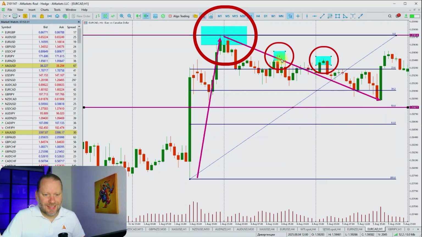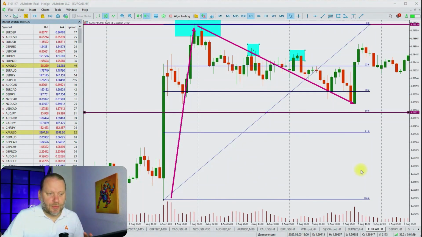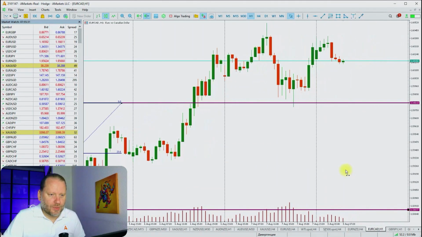So we can see that price has almost reached the 50 level. This is enough for the correction to be correct. You will see why when I move the chart a little bit to the right. So after we have done this simple math, we move the chart to the right. And what do we see here? We see the price breaking through the resistance level.